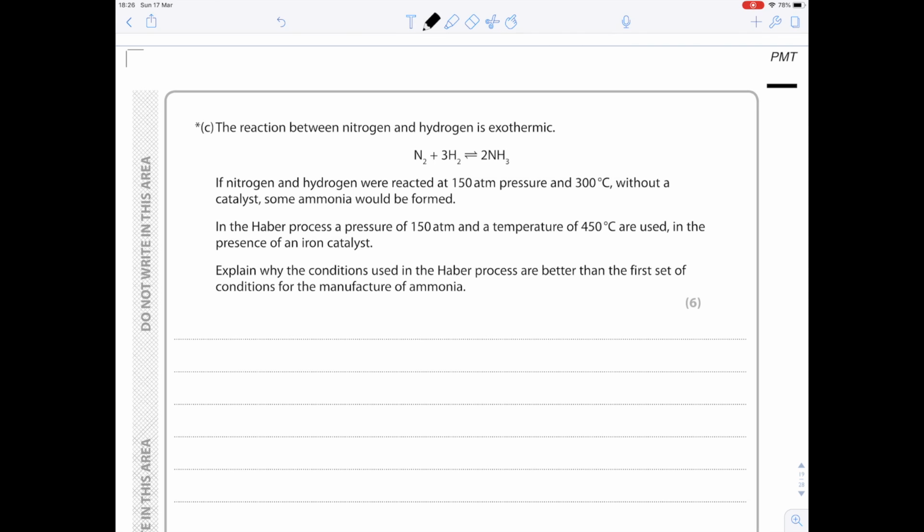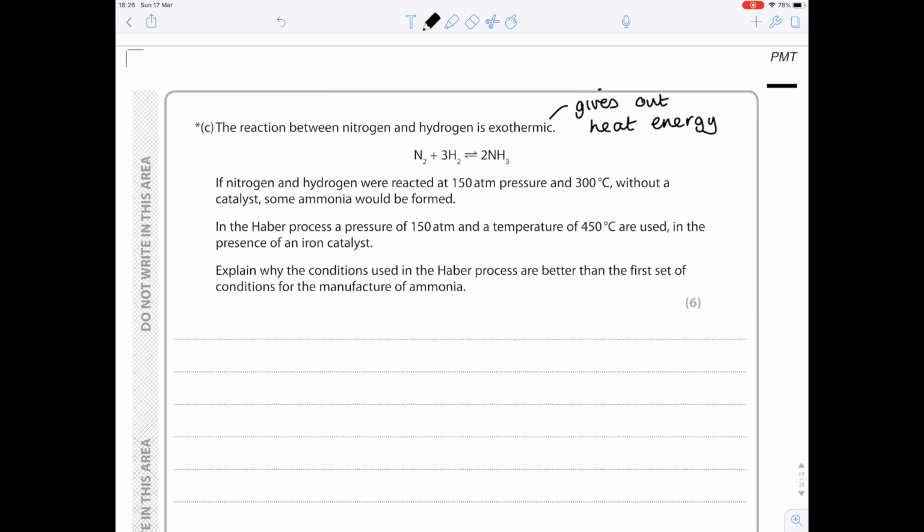C. The reaction between nitrogen and hydrogen is exothermic, which means it gives out heat energy. If nitrogen and hydrogen were reacted at 150 atmosphere pressure and 300 degrees Celsius without a catalyst, some ammonia would be formed. In the Haber process, a pressure of 150 atmosphere and a temperature of 450 degrees Celsius are used in the presence of an iron catalyst. Explain why the conditions used in the Haber process are better than the first set of conditions for the manufacture of ammonia. Okay, so there's a lot to unpick here first of all.